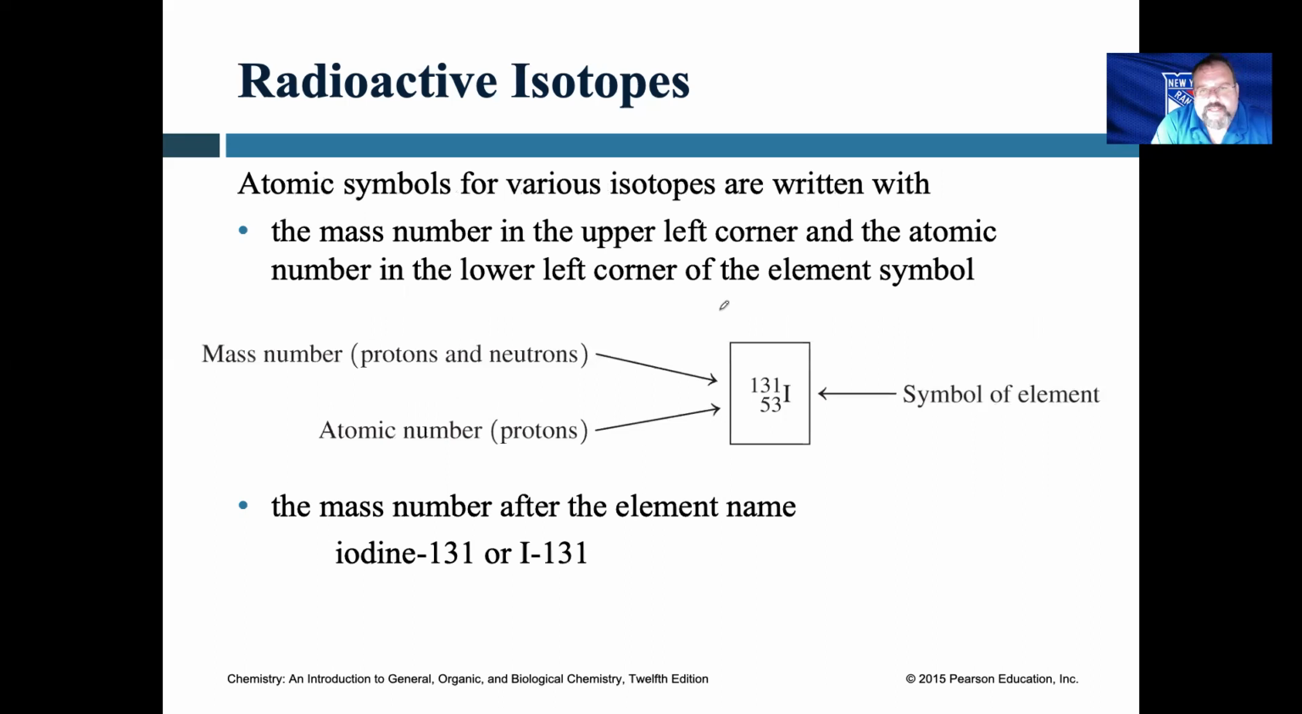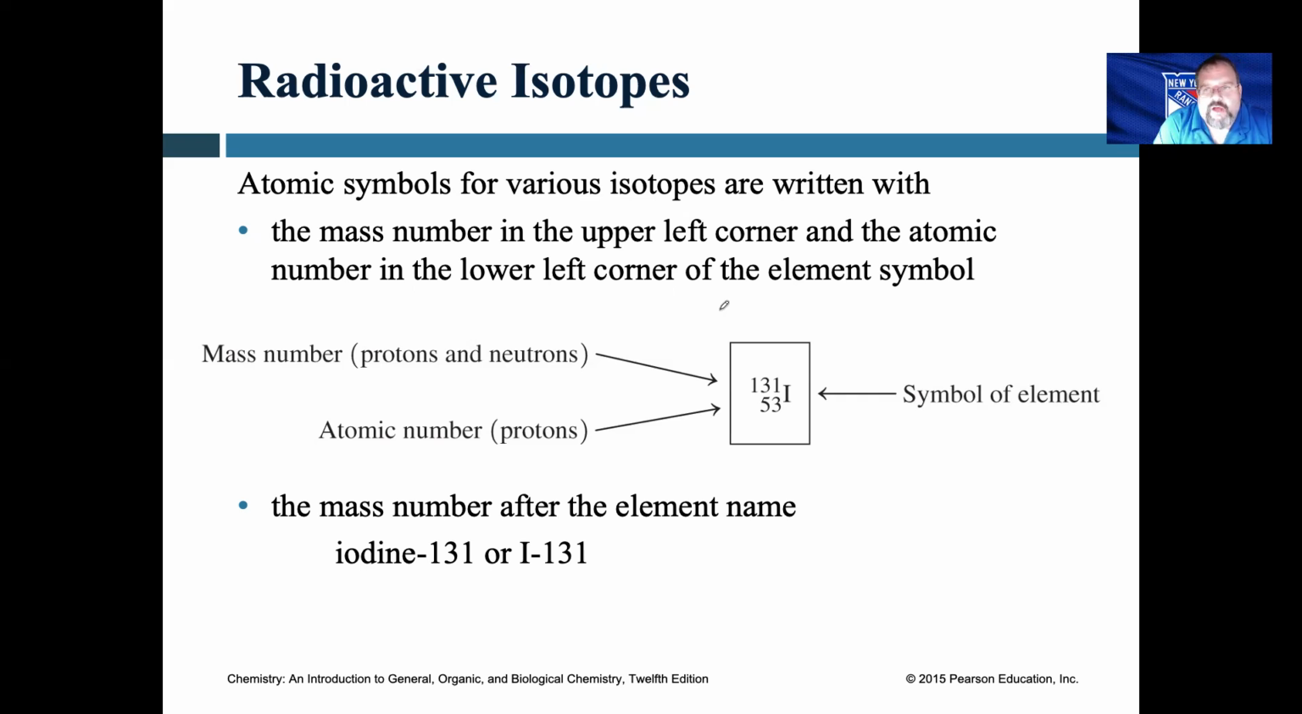So one of the ways that we express radioisotopes is as their atomic symbols. For an atomic symbol, as we talked about previously in our discussions of isotopes, we put the chemical symbol in the middle, and then in the upper left, we put the mass number of that isotope. And then in the bottom left, we put the atomic number of that isotope.